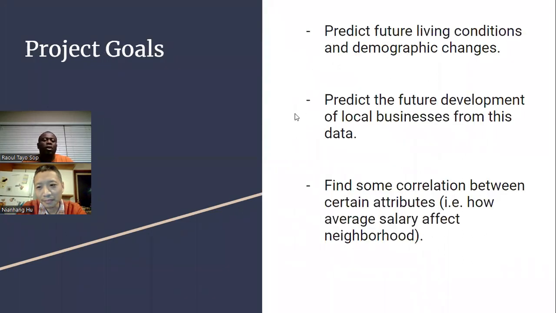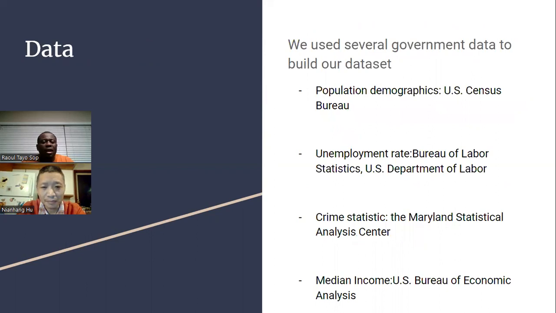So the project goal. The project goal for this project was to predict the future living condition and demographic change in the state of Maryland. We also wanted to predict the future development of local businesses from this data. And finally, we wanted to find the correlation between certain attributes, like how average salary affects the neighborhood in different counties in Maryland.